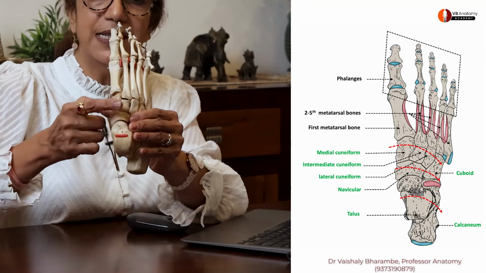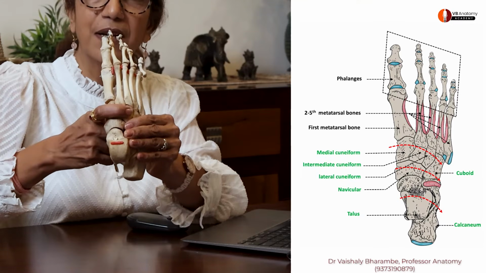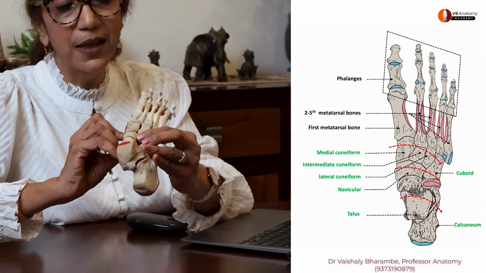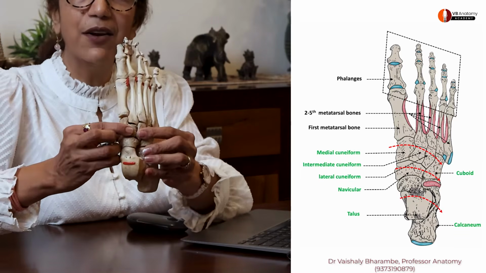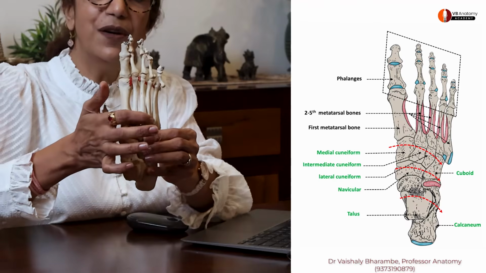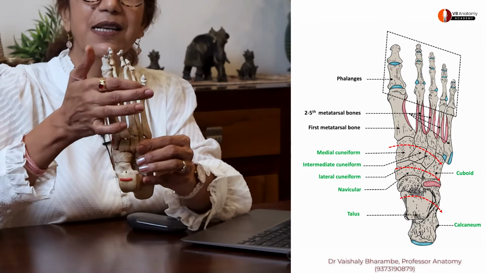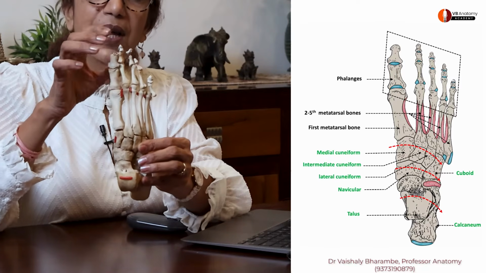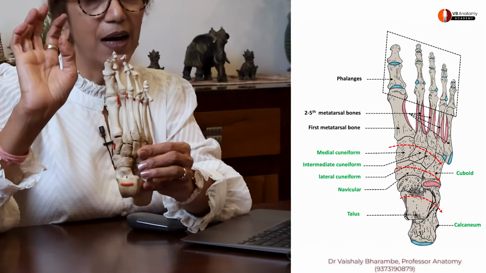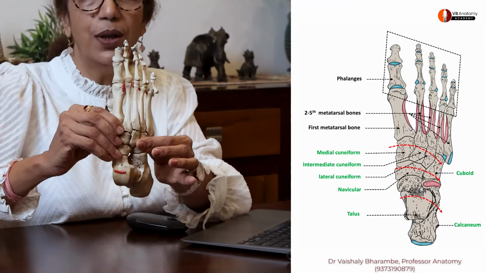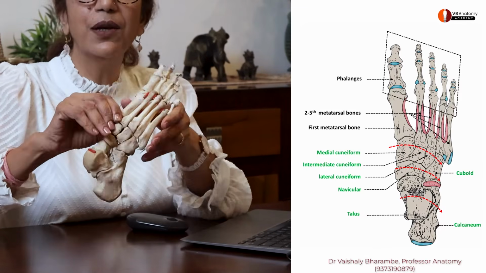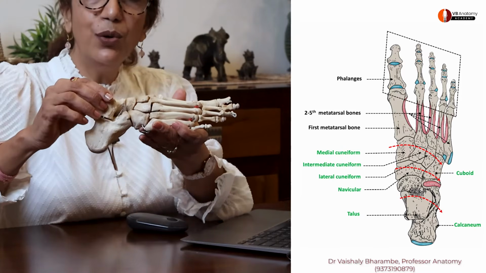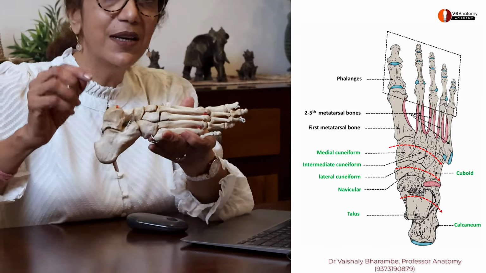cuboid, and these three here over which I am putting my finger: medial, intermediate and lateral cuneiforms. In front of it, these are the metatarsals and these are the phalanges. Just remember 2 phalanges for the first toe and 3 phalanges for all the others. So these are all the bones that come together to form your articulated foot. Okay, now we begin to study them individually.